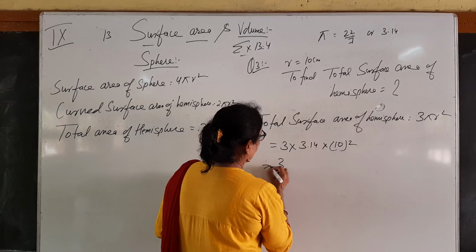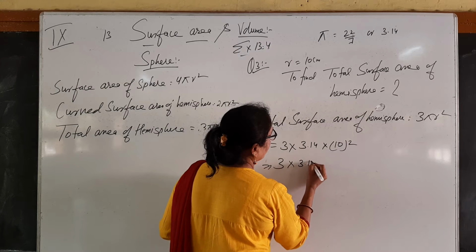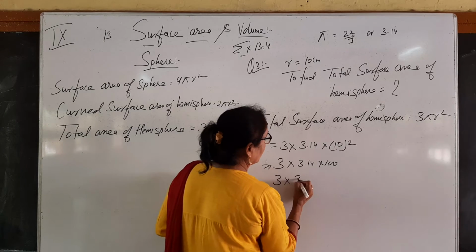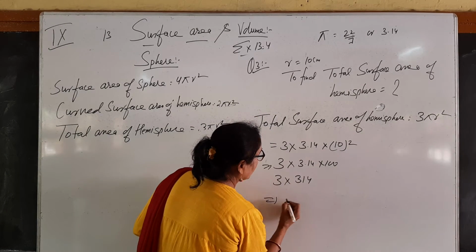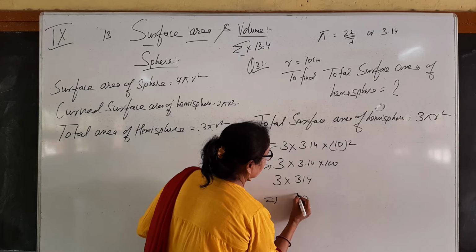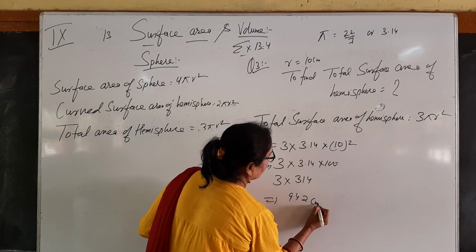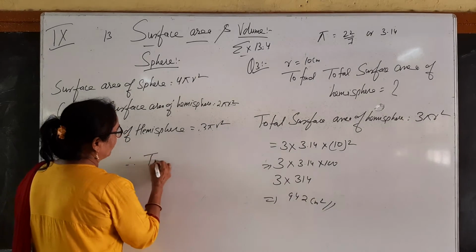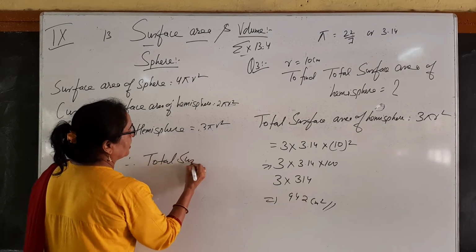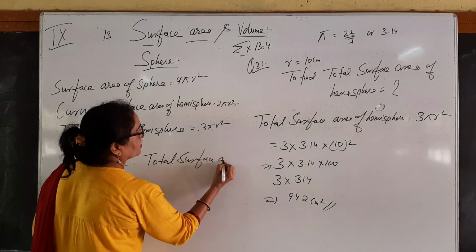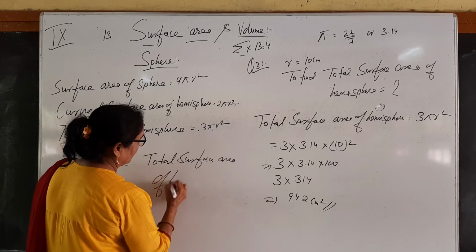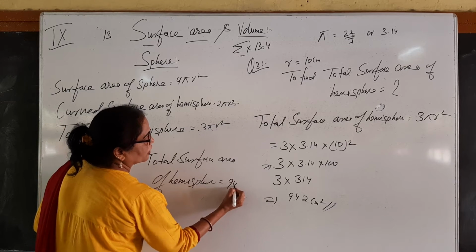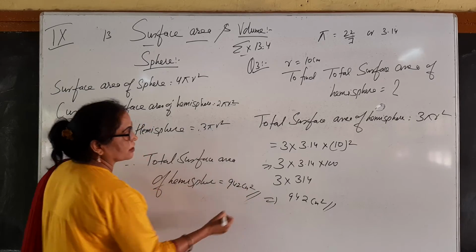So 3 into 3.14 into 100, or 3 multiplied by 314. If you multiply, we will get 942 centimeters square. Therefore, total surface area of hemisphere is equal to 942 centimeter square. This is the answer. We will do one more.